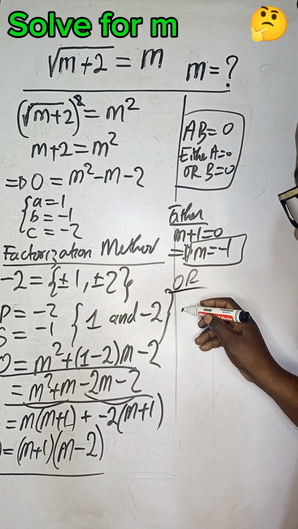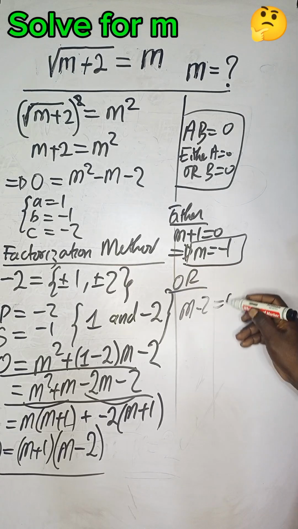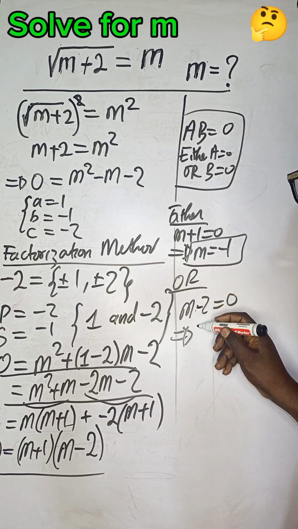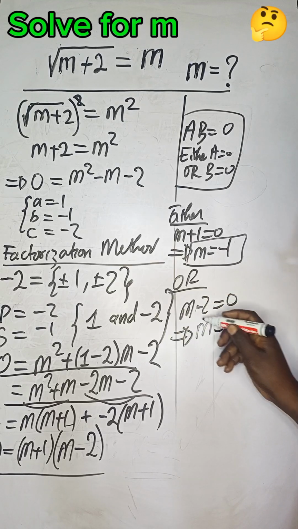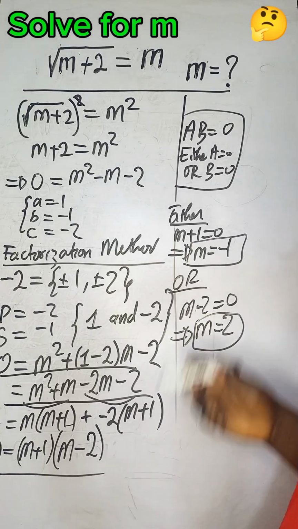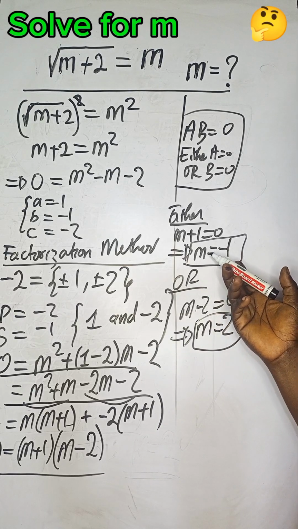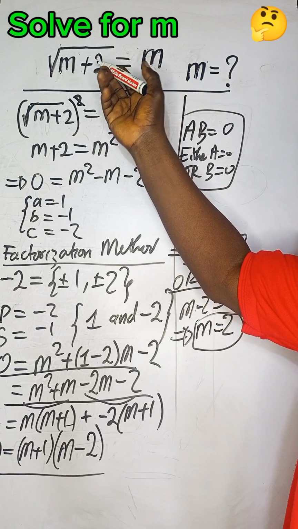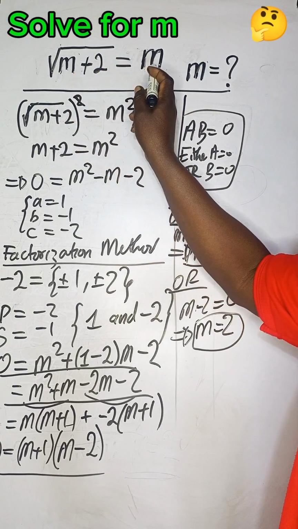Or the second, m minus 2 is 0, in which case m is equal to 2. This gives us the second value. Now we have to be careful. We don't just end here and say we have two results, m equals negative 1 and m equals 2. We have to check very well. Remember, this value must be the same as this value.